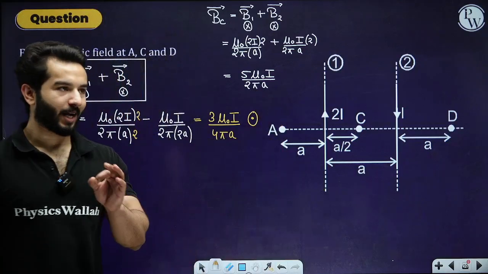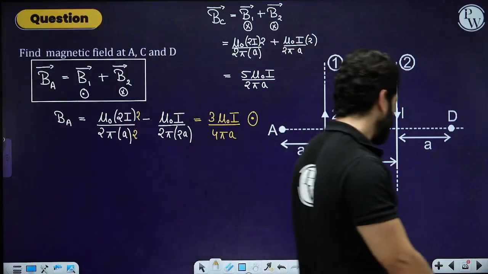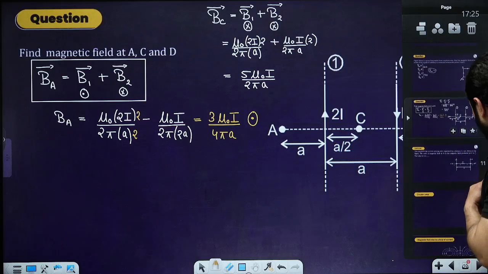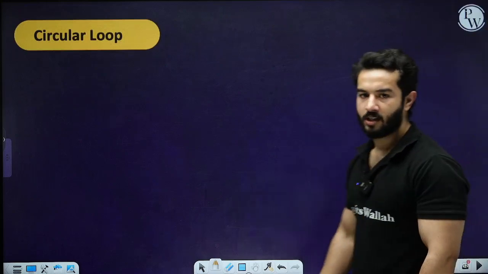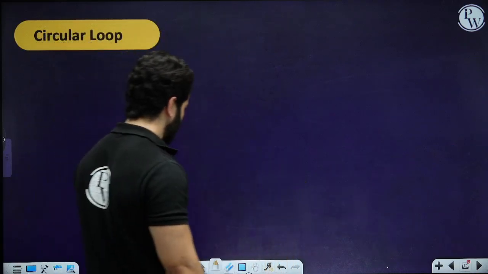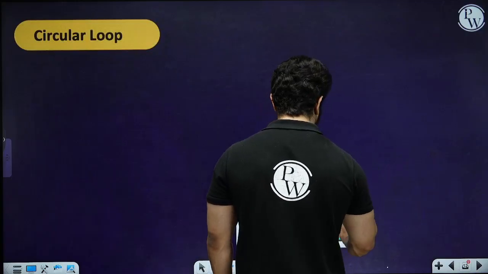Now for magnetic field at point D, find out the answer, write down in the comment section, right? Quick. Now let's move on to the next part. Next part is for circular loop, right? So if you are going to talk about circular loop, again you can actually derive it. First of all, I'll try to draw the diagram for you.